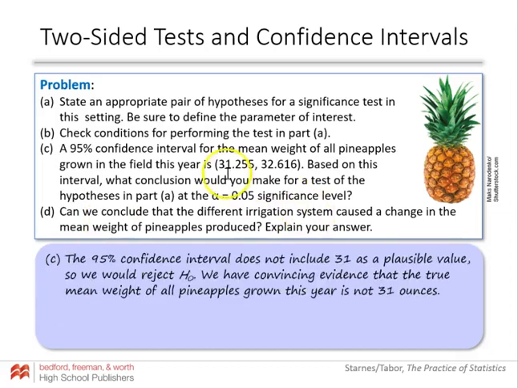And then the confidence interval goes from 31.255 to 32.616. So 31 exactly, like 31.0, is not part of this interval. That means I need to reject the null hypothesis. So I have convincing evidence that the true mean weight is not 31 ounces because 31 is not part of this interval.